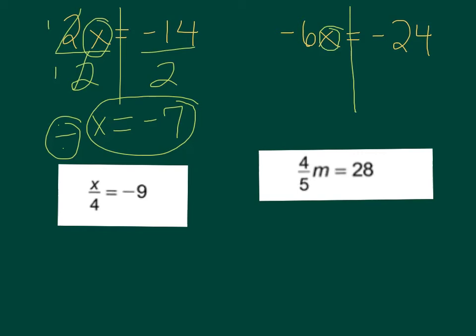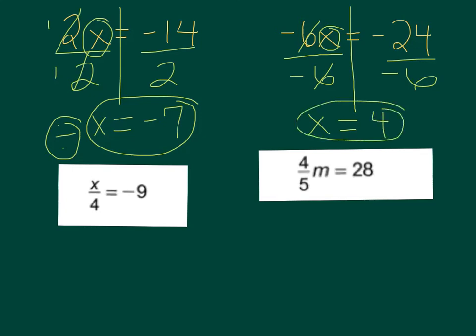Okay, to get rid of a negative 6, because it's multiplication, I have to divide by negative 6. Now, if I were to divide by a positive, my answer would be negative. So make sure when you're multiplying or dividing, it's the same sign. If I take one side, divide by negative 6, I also have to take the other side. Those cancel to ones. Two negatives make a positive, so we're stuck with an x here. And then negative 24 divided by negative 6 is a positive 4. And there's my answer.